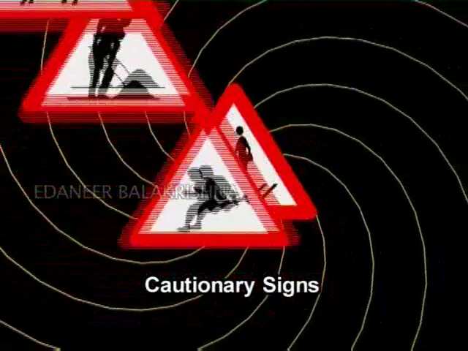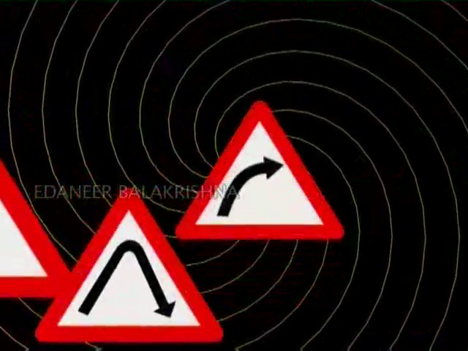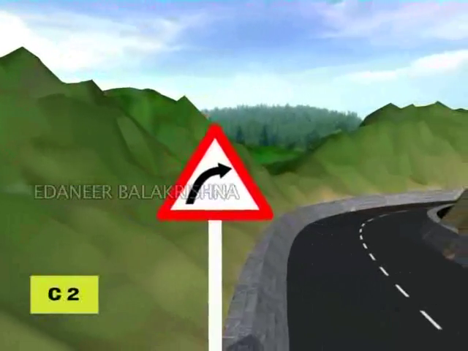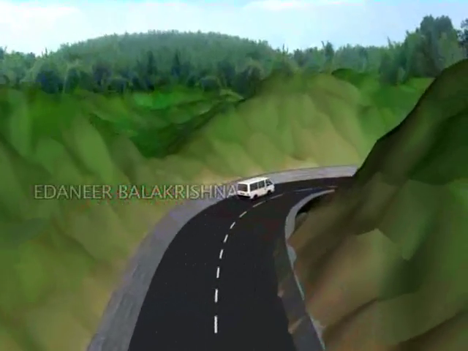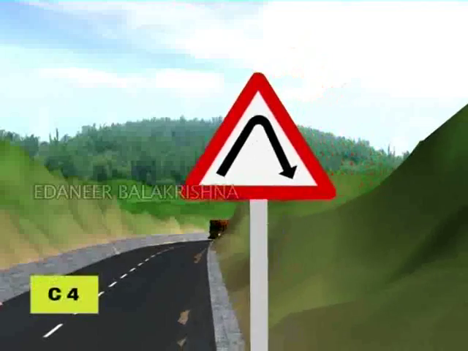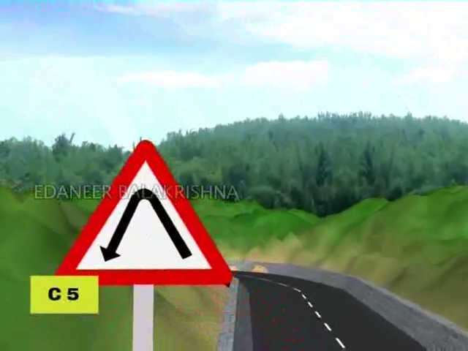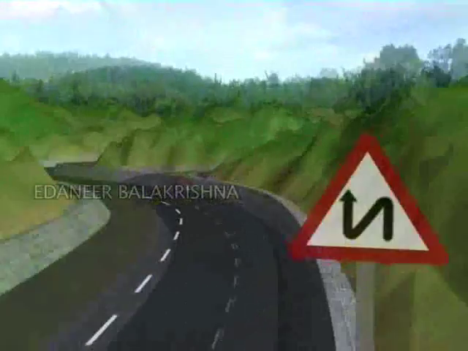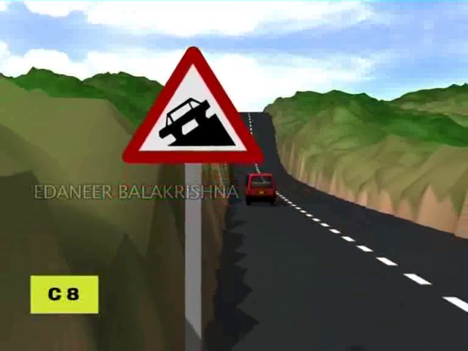Now, let us know about cautionary signs. Cautionary signs from C2 to C7 indicate to the driver about right-hand curve, C2. Left-hand curve, C3. Right hairpin bend, C4. Left hairpin bend, C5. Right reverse bend, C6. Left reverse bend, C7.